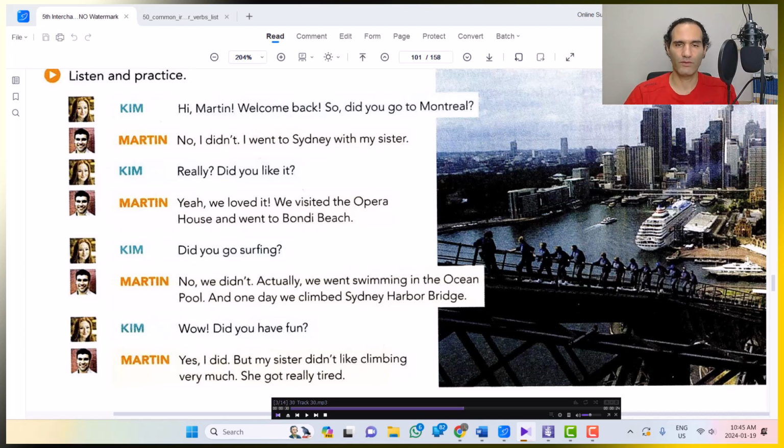So, be careful. It is the Opera House. We visited the Opera House.